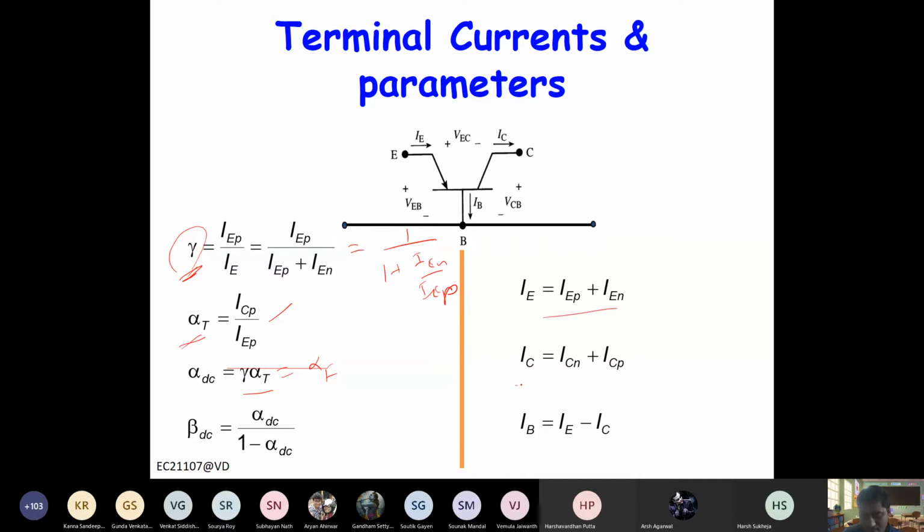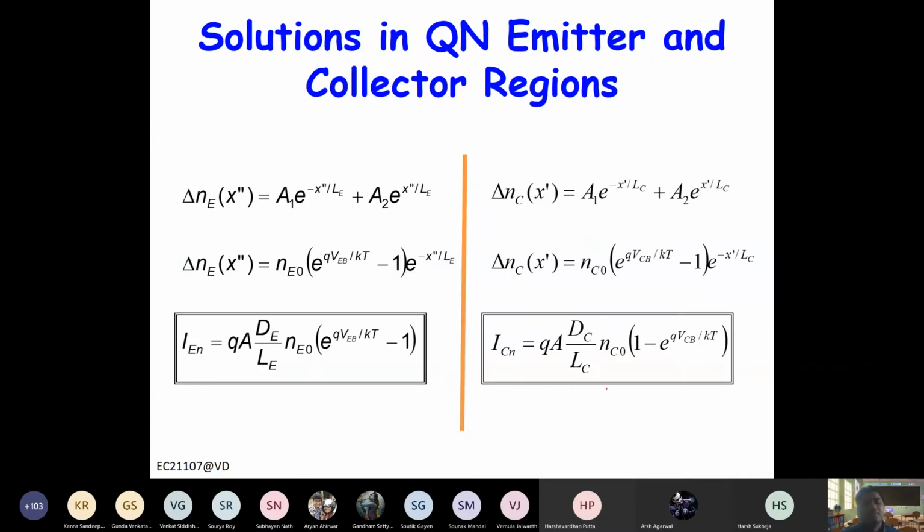And IE, IC and IB. Okay, this we have discussed. Now, from the concentration profile, we can get the expression for all these four components: IEP, IEN, ICP, ICN. So this is for the emitter region, and this is for the collector region.